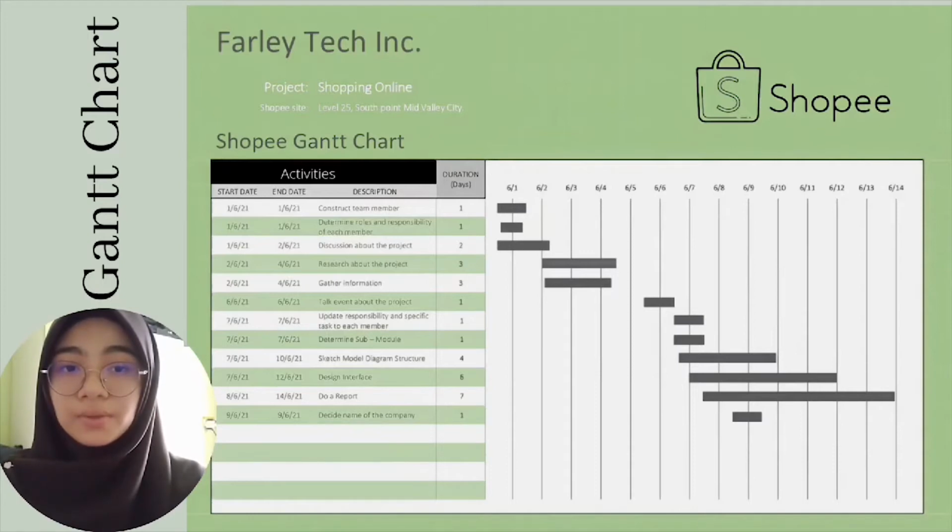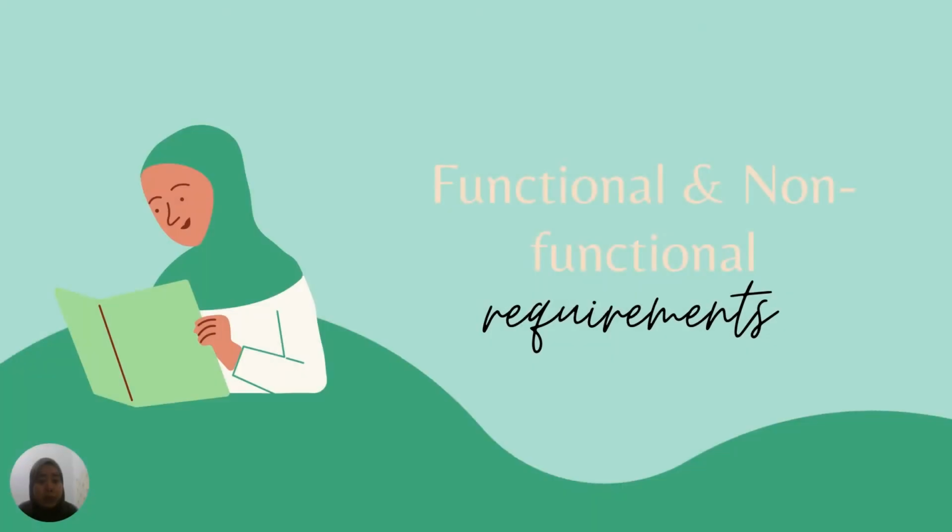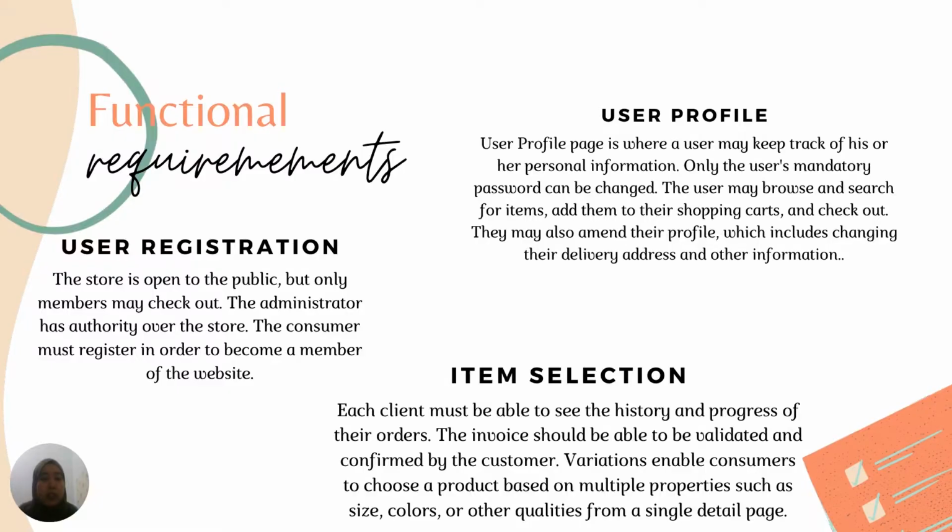Each member had their own responsibility to accomplish the task. After all the tasks are done, we do a report starting on 8 June until 14 June, and then the name of the company is chosen for our project. Let's move to the first part. I will explain to you about functional and non-functional requirements.